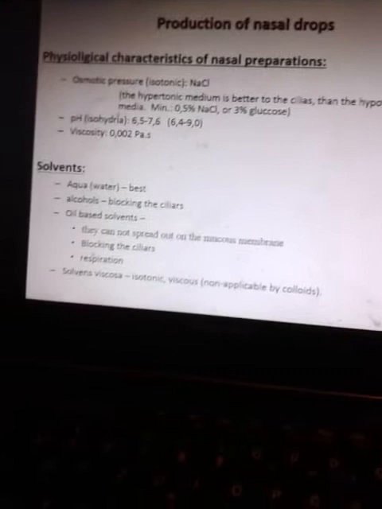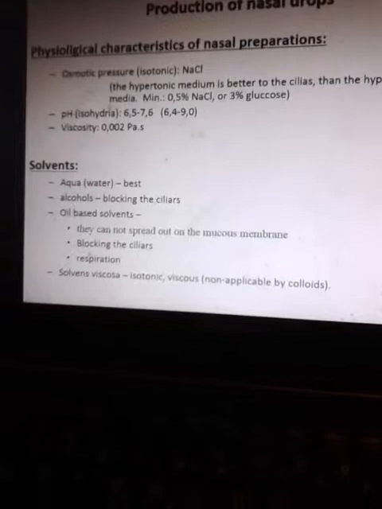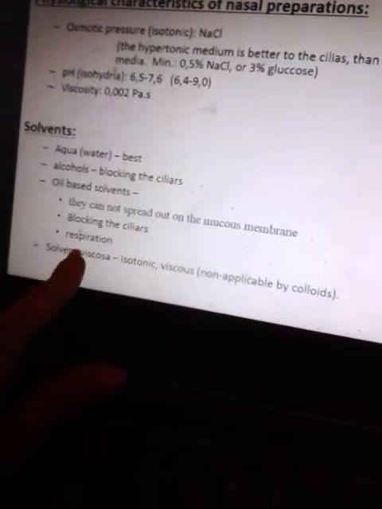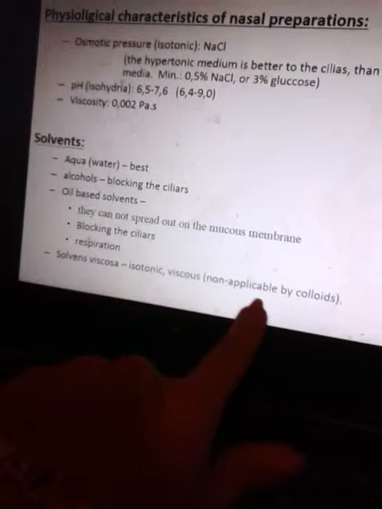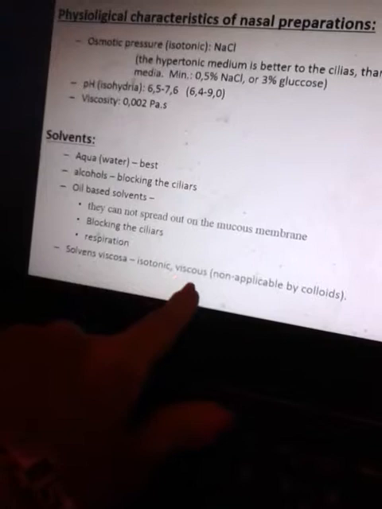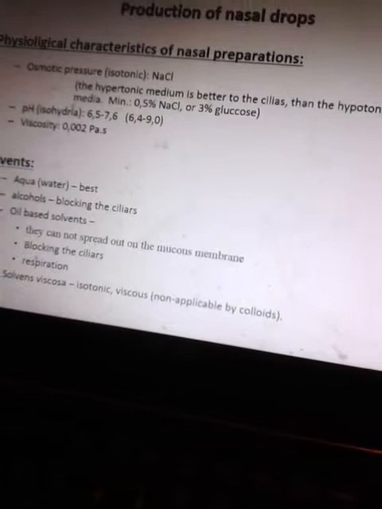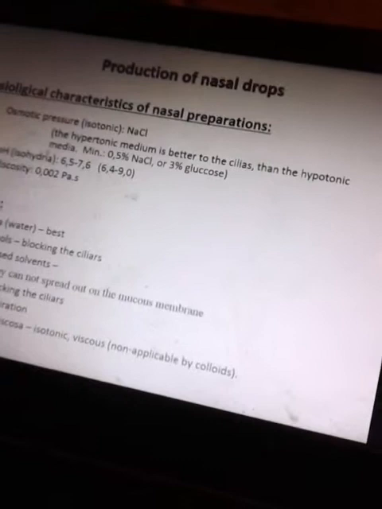The solvent for nasal drops: aqua, water, is the best one. Alcohol, if you use it, can block the cilia. Oil-based solvents cannot spread over the mucous membrane, blocking the ciliary movement and the respiration. Solvent viscous, isotonic, not applicable by colloid. We cannot add colloid to enhance viscosity; use other things instead. Oil-based solvents block ciliary respiration, alcohol blocks the cilia too, but water is the best solvent.